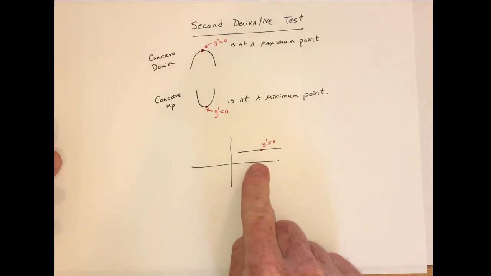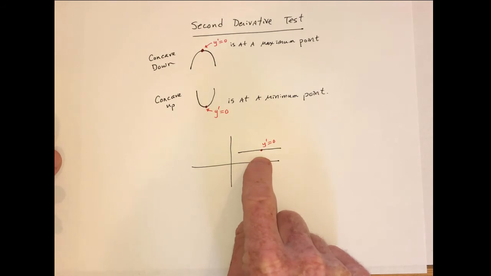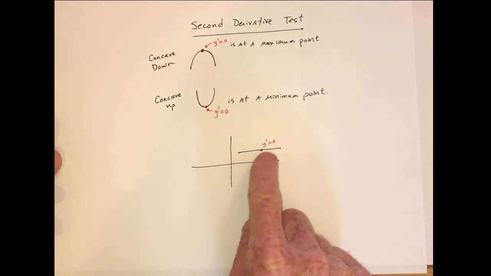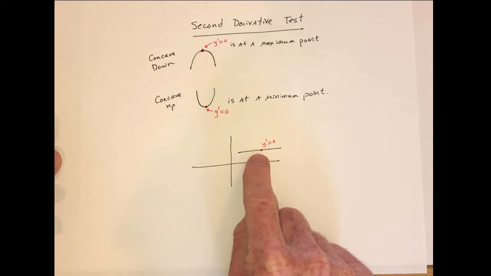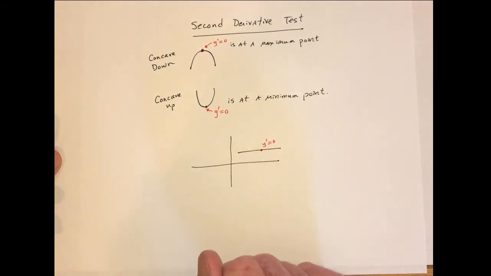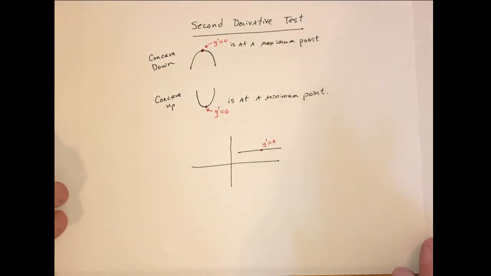But there would be times when it just looks like that, and just looking at it, I cannot tell if that's a minimum or a maximum. So then I would use the second derivative test to find out, is this concave up or concave down? Even though it looks like a straight line, it's actually either concave up or concave down. So let's do that.